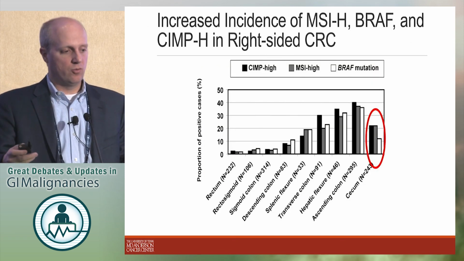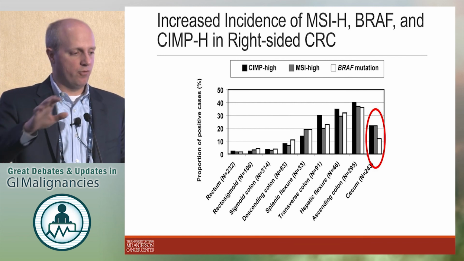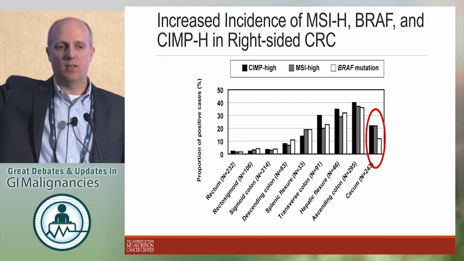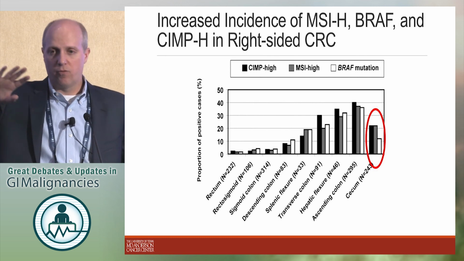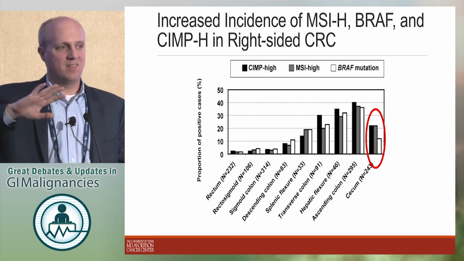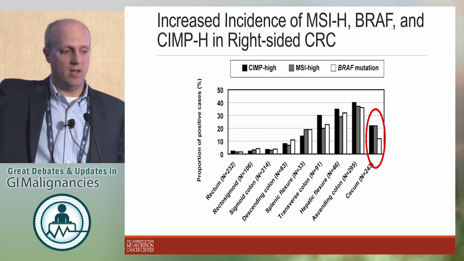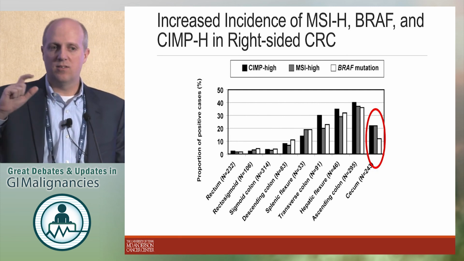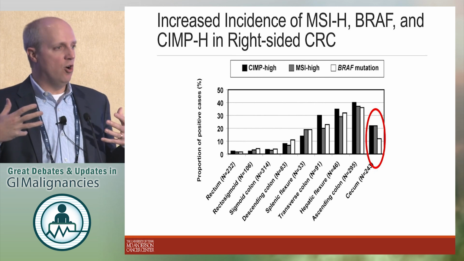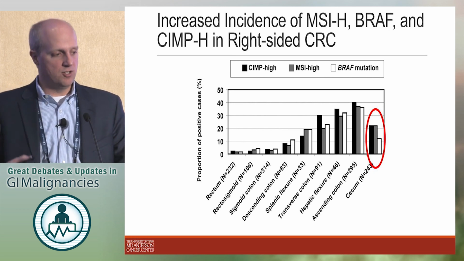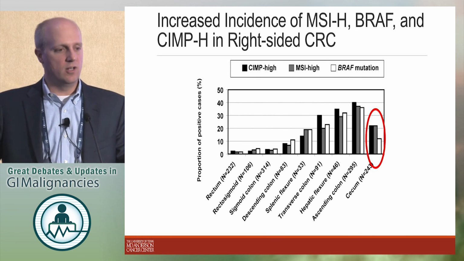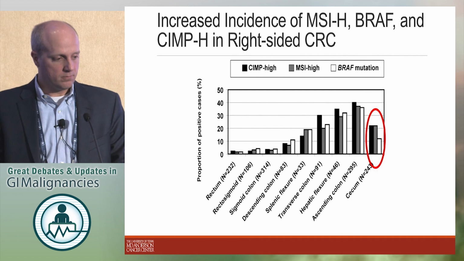So when we look at this, first just look at the fact that as we go from the rectum to the ascending colon, we see these methylated tumors going up. And of course, we're familiar with the idea that right-sided tumors also have higher rates of MSI-H and higher rates of BRAF mutations as well. So it's clear that these key features, these hallmarks of tumor biology that we've known for a while, are clearly related to the location of the tumor itself.